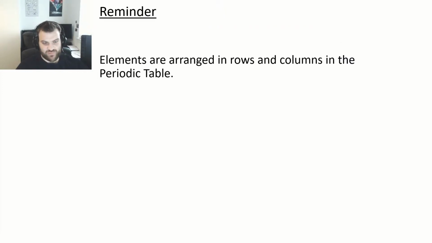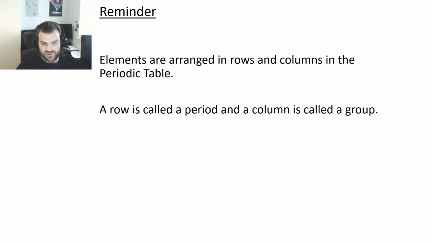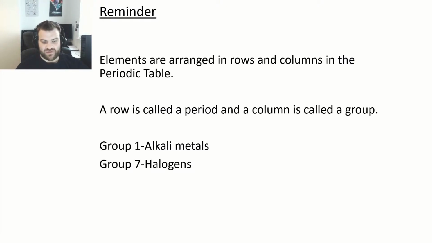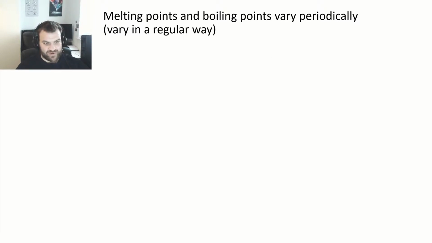We will need to remember some things from previously in chemistry, one of which is that the elements are arranged in rows and columns in the periodic table. A row is called a period, and a column is called a group. There's three groups we need to be aware of the names of. That's group 1, the alkali metals, group 7, the halogens, and also group 8, sometimes called group 0, which are the noble gases.